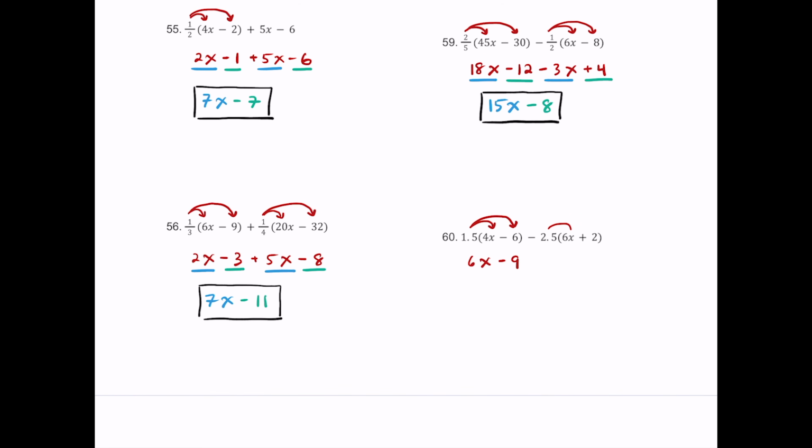And then this negative 2.5 times 6, well, 2 times 6 is 12, right? And then half of 6 is 3, so 12 plus 3 is 15, so take away 15x. And then 2.5 times 2, so 2 times 2 is 4, and then half of 2 is 1, so 4 plus 1 is 5. So we'll do minus 5 here. 6x take away 15x, that will be a negative 9x, okay? And then negative 9 take away 5 should be negative 14. So this right here would be the most simplified expression.